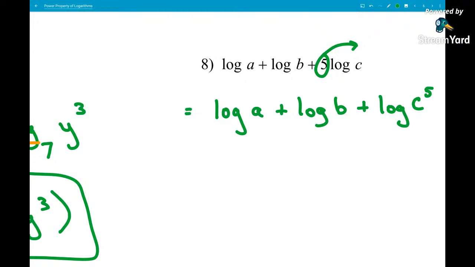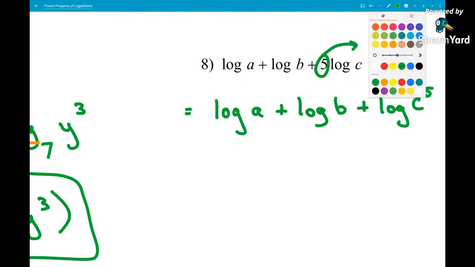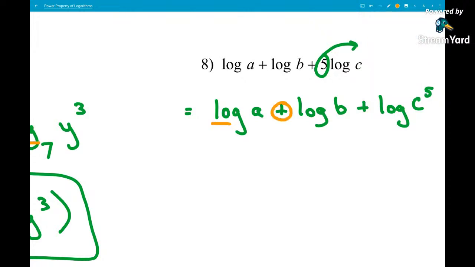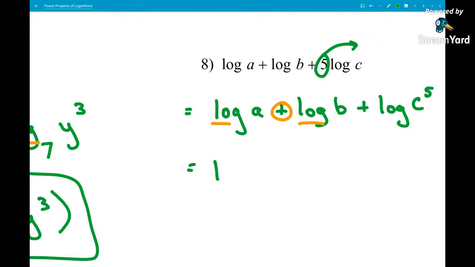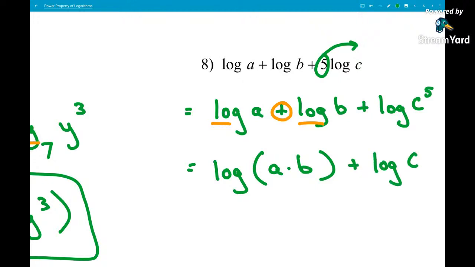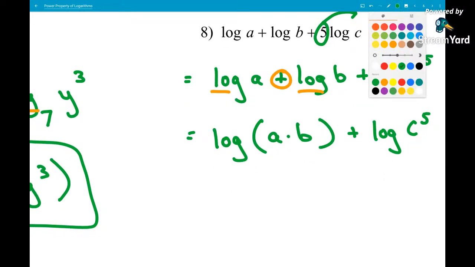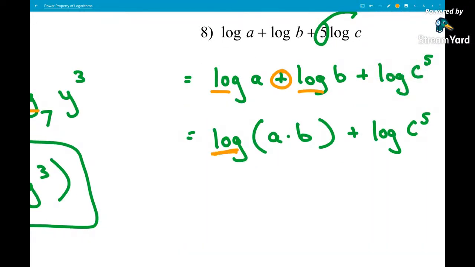Well, now once we have addition separating logarithms, we can write this as log of a times b. That takes care of the first two. So I still have this common log of c to the 5th. Now what do I do? Oh, I do it again because I have logs separated by addition.